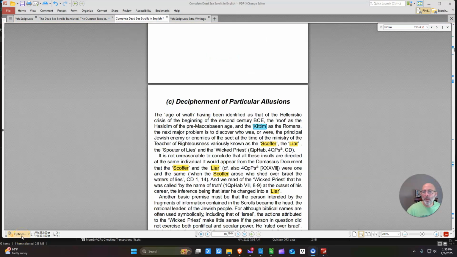Okay, and lastly, I want to revisit the complete Dead Sea Scrolls in English, because they have some interesting things to say about the Kittim, and then I'll summarize and we'll close it out. But here I just want to make a reference. There were 74 occurrences, and I'm on occurrence 19. I just wanted to point this out.